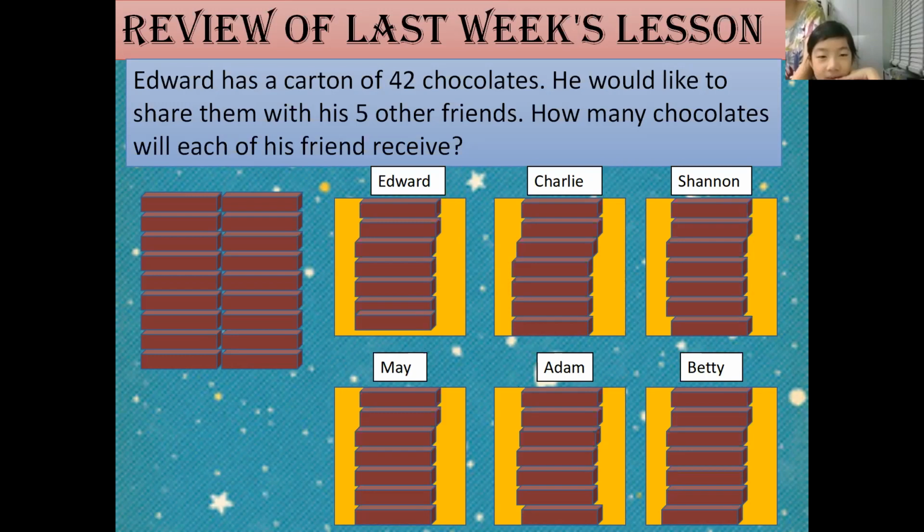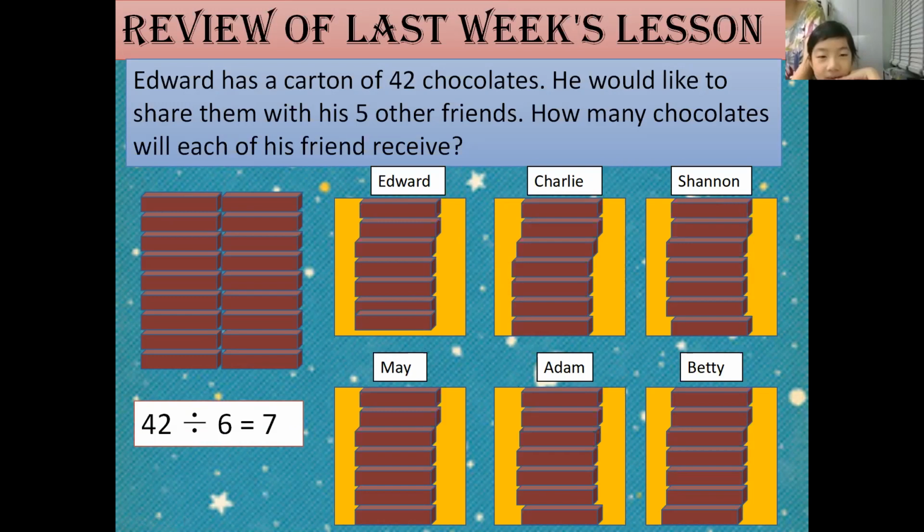So what's the answer? Each friend received how many chocolates? 7. Okay, so we count: 1, 2, 3, 4, 5, 6, 7. So what is the working? What's the equation? We would like to share 42 divided by 6. Yes, very good. We have to divide 42 by 6 because Edward has 5 other friends, and then each of us will get 7.